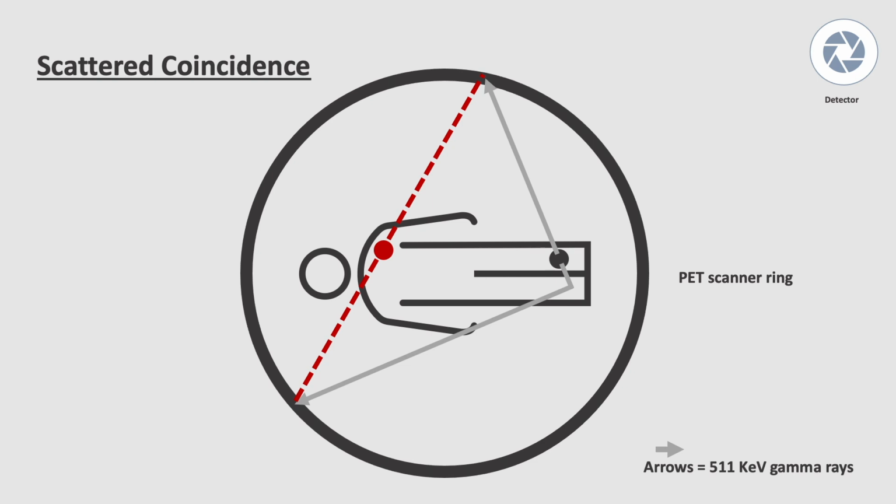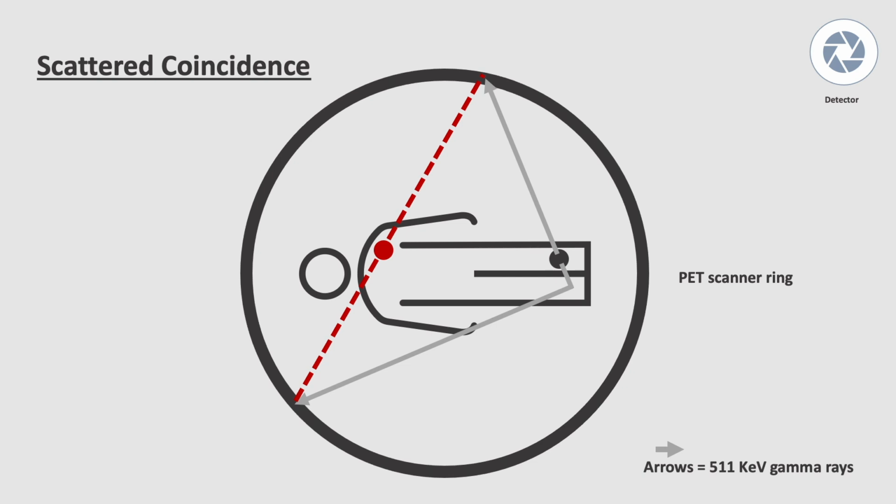Sometimes false lines of response can be detected. These are called background events and are distinguished as either random or scattered coincidences. We'll only be looking at the scattered coincidence. This happens when, for instance, 2 photons are detected, but the location of the annihilation event is incorrectly identified.